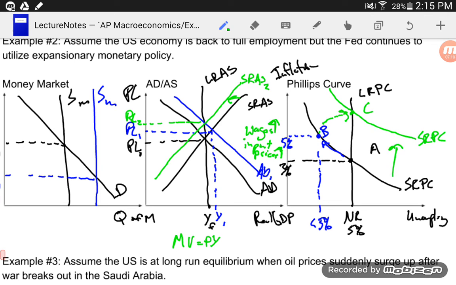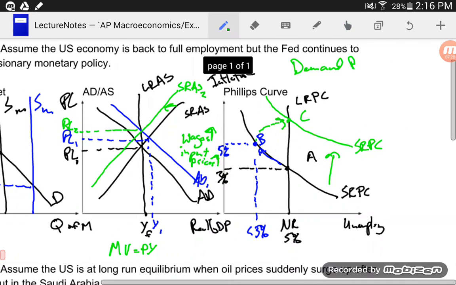In the long run, we actually shift that whole short run Phillips curve up if we keep having this, what we call demand pull, demand push inflation.